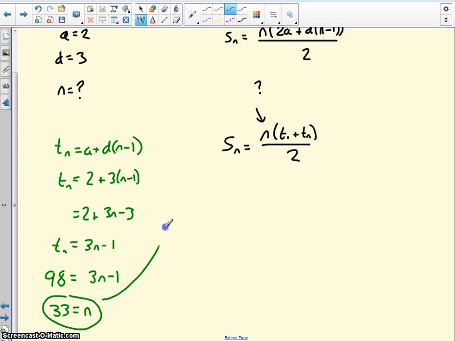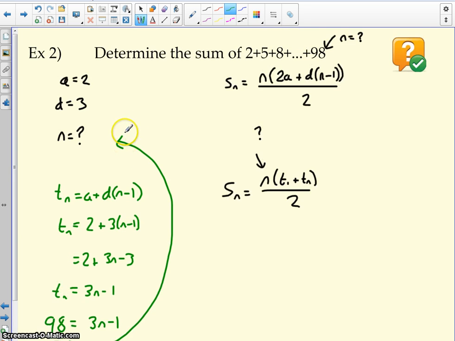So now that I have this, I now have two options. I can throw my n, my a, and my d into this version of the series equation over here, or I can use this one down here. Since I have my n, I have my first term, and I have my last term.